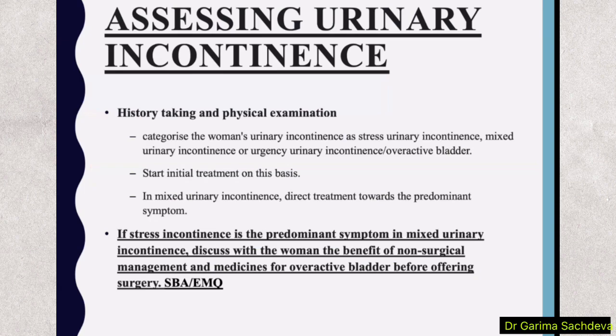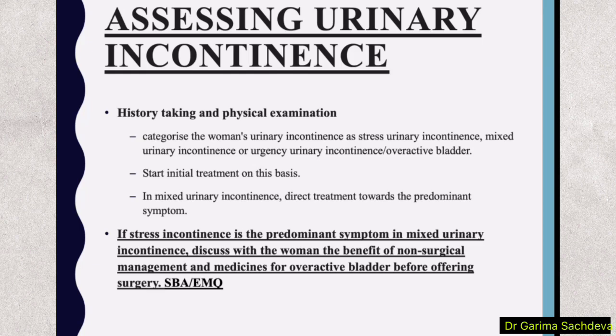So now how do you assess? First of all, you have to take the history. Based on the history, you will categorize. Then you need not do any investigation. You can start the initial treatment without investigations. In case it is mixed urinary incontinence, whatever the most prominent symptom is, you treat it accordingly. And if there is stress urinary incontinence, for that first line we have, apart from lifestyle changes and pelvic floor muscle training, surgeries.